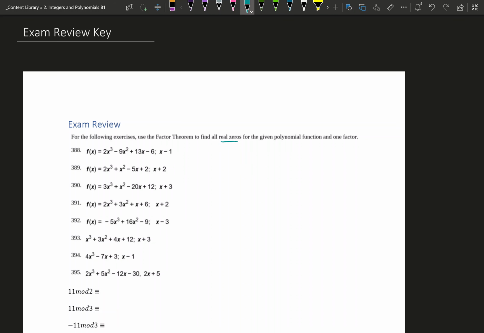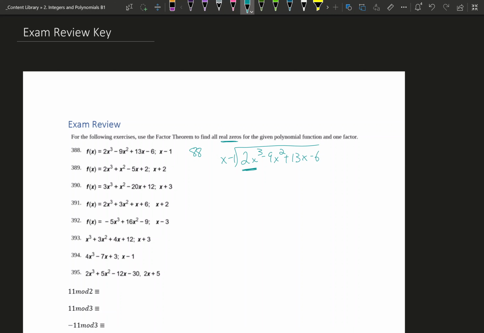Now, for most of these, we are able to use synthetic or long division, whichever your preference. I am going to go over how to do both kinds, and then from there we will factor or otherwise solve to find the other real zeros. So first up, let's take a look at 388 over here. We are dividing 2x cubed minus 9x squared plus 13x minus 6 by x minus 1.